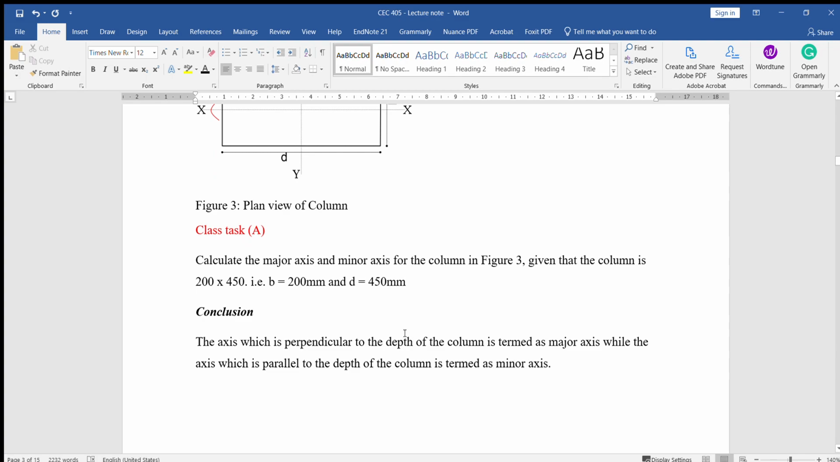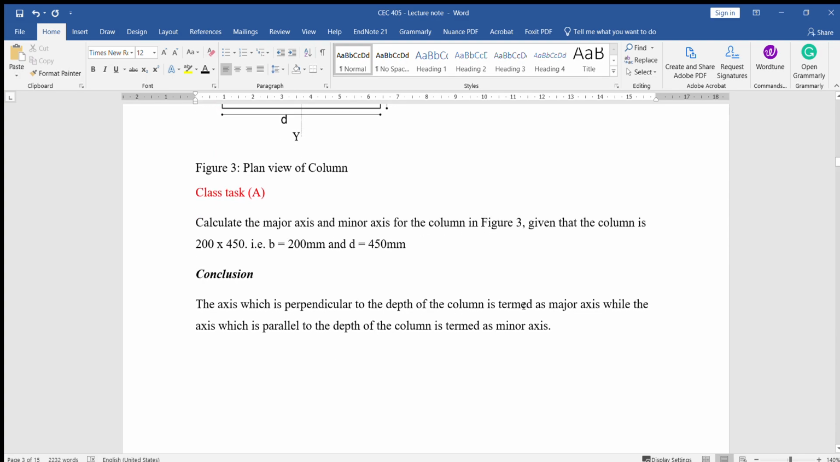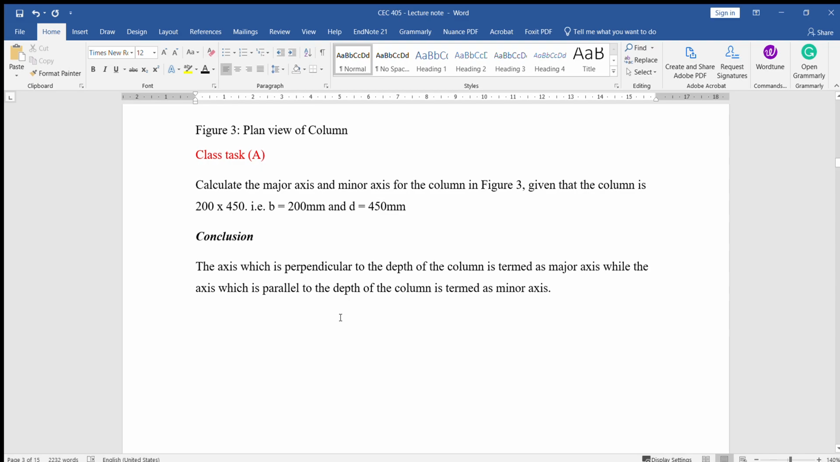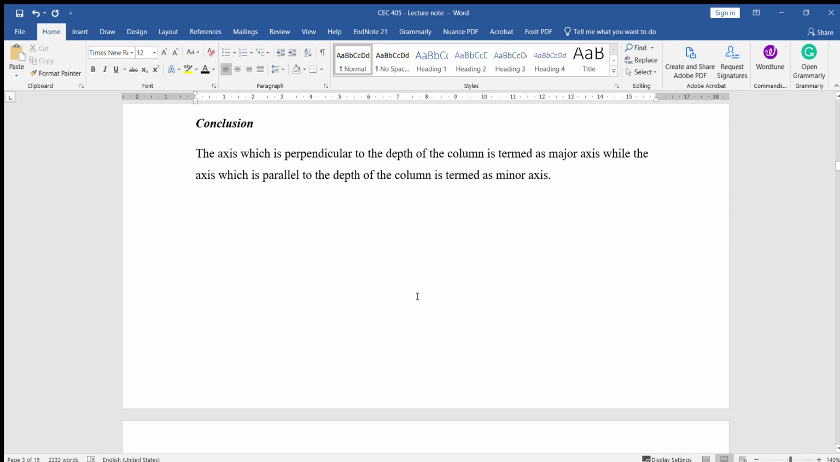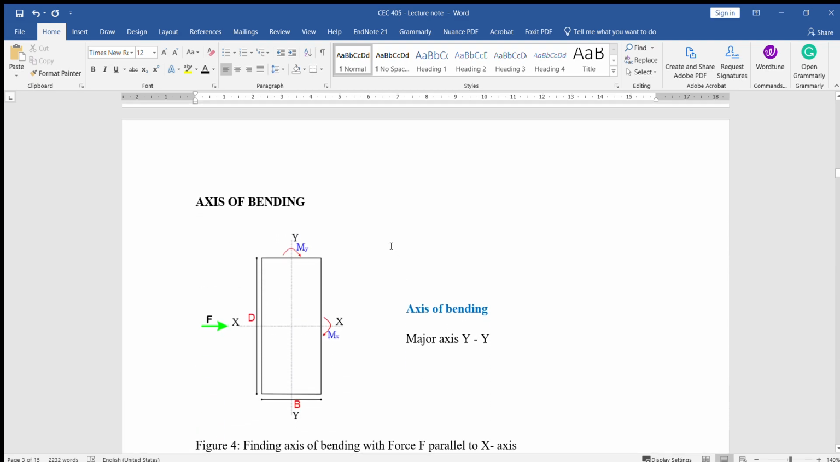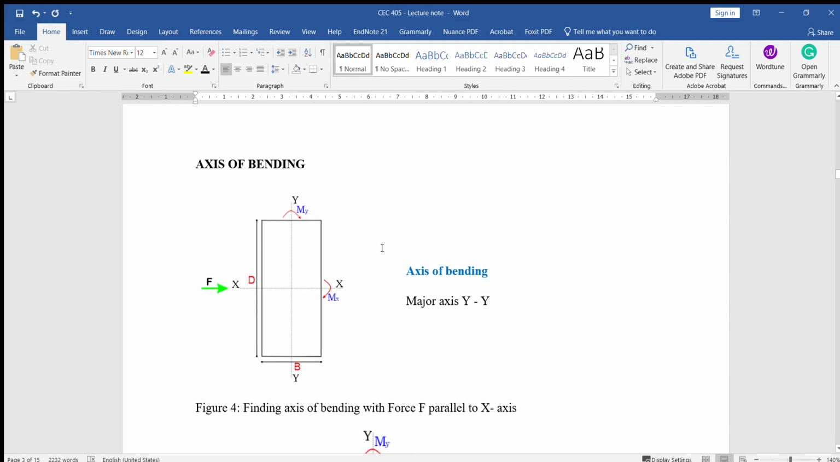Now, conclusively, the axis which is perpendicular to the depth of the column is termed the major axis, while the axis which is parallel to the depth of the column is termed the minor axis.